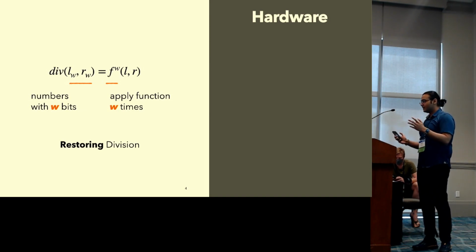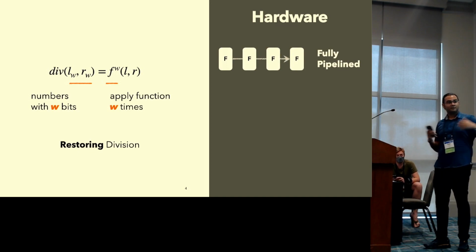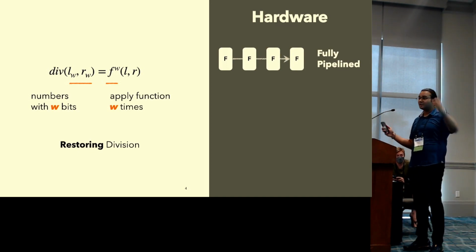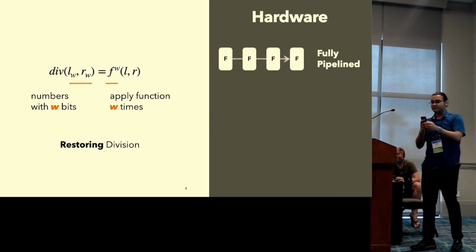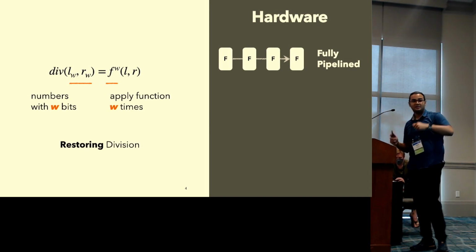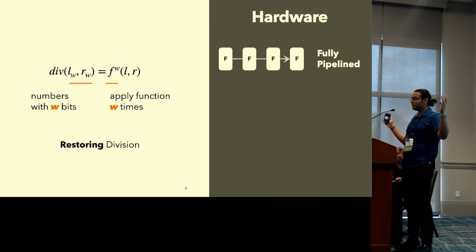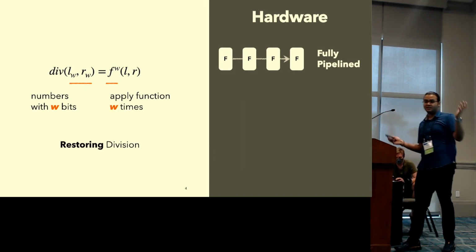There's a couple of ways you can realize this in hardware. First, you can build a fully pipelined hardware design where you stamp out w copies of f, and you stream the data through, and it can process new inputs every cycle, which means it has high throughput, but it uses up a lot of area on your circuit.